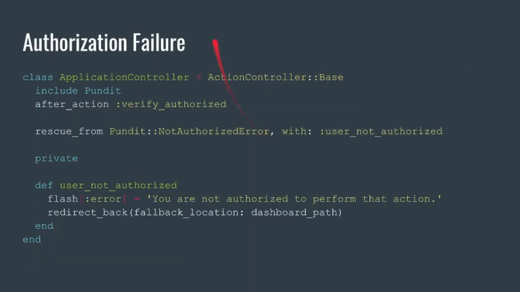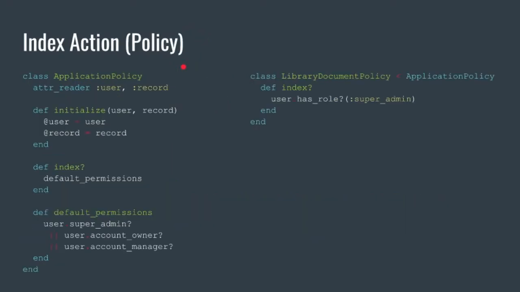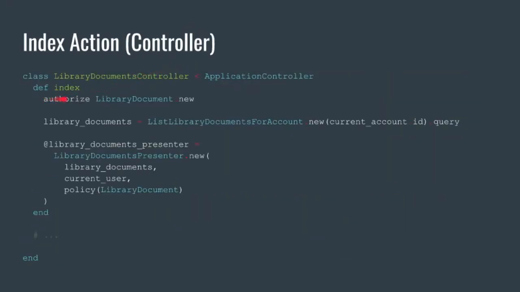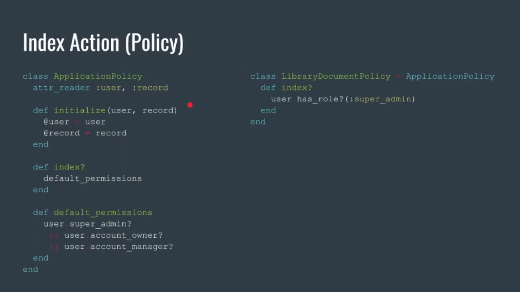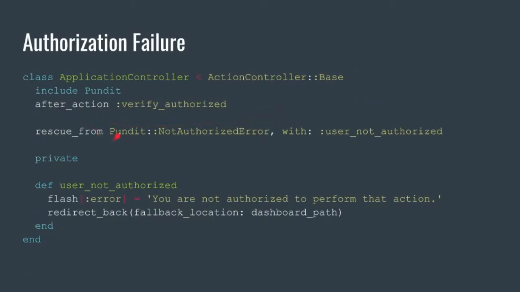And then here's how it handles authorization. Back in the controller, this line, authorize library document new, news up an instance of this. If this fails, it raises this error, and then you can rescue from this error in the application controller and do whatever you want. In this case, we were just providing a generic flash message and then redirecting back. If we didn't have the back, we'd fall back to the dashboard.